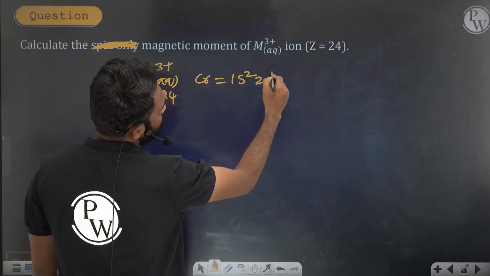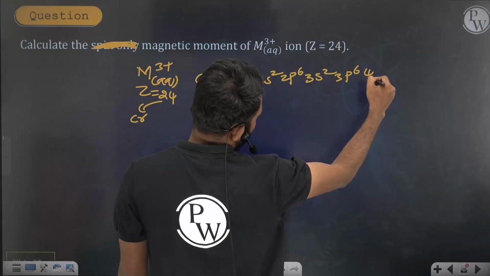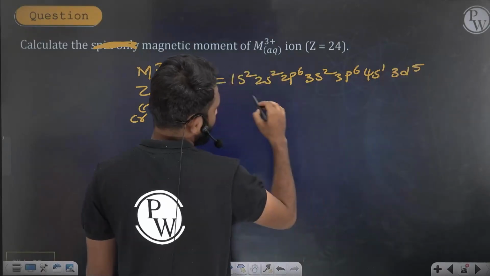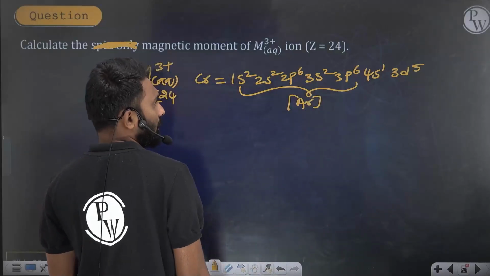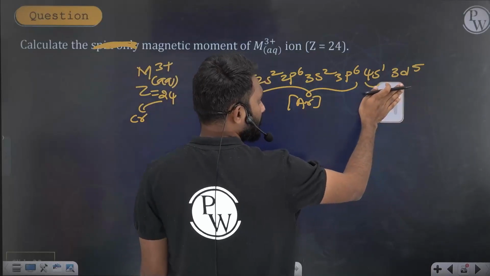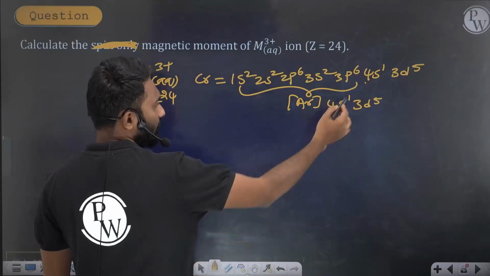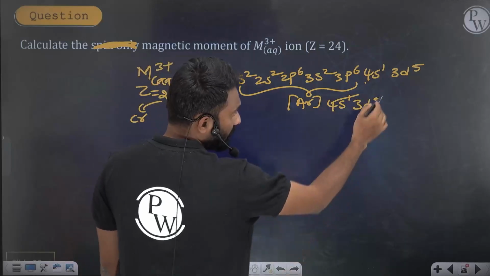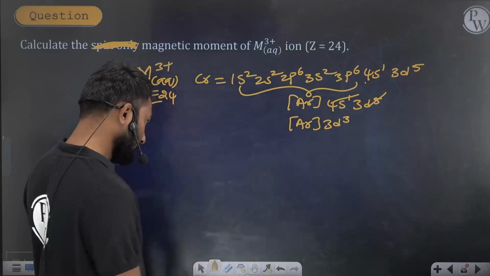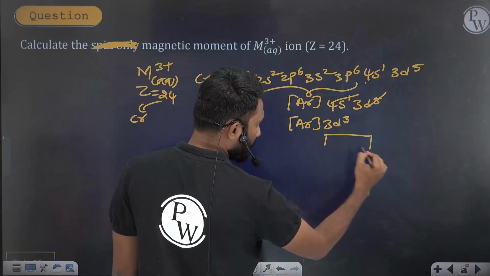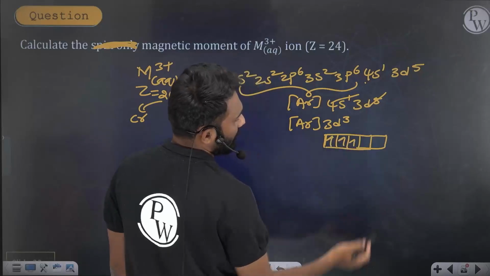1s2, 2s2, 2p6, 3s2, 3p6, 4s1, 3d5, that is up to argon. Clear? Now this is the variable oxidation, the electronic configuration has outermost 3d5, but 3 electrons have been removed. If the 3 electrons are removed, it will reach argon 3d3. In the 3d3, how many unpaired electrons are there? 1 2 3, so 3 unpaired electrons.